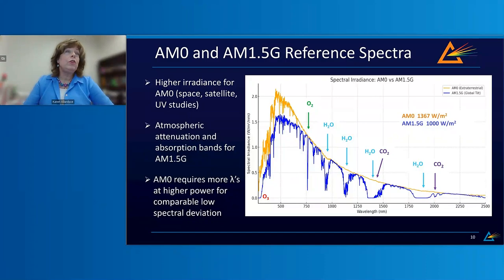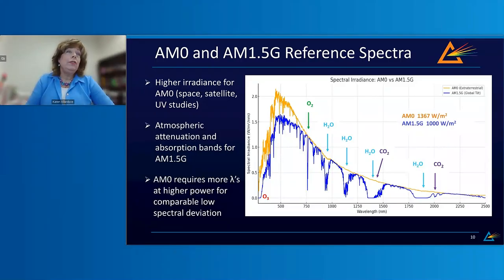AM0, shown by this orange curve, represents space, and AM1.5G, shown by the blue curve, is the standard for solar cell testing, and it's also known as the terrestrial reference spectra. It includes diffuse and direct sunlight on Earth, but clearly one sun for AM0 differs from AM1.5G. There's reduced UV content below 350 nanometers for AM1.5G due to ozone absorption and scattering.